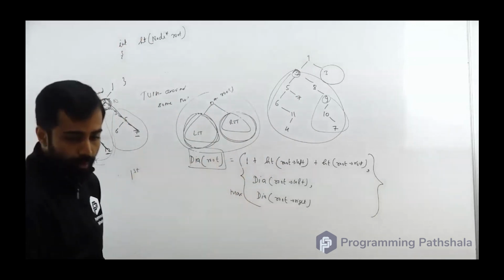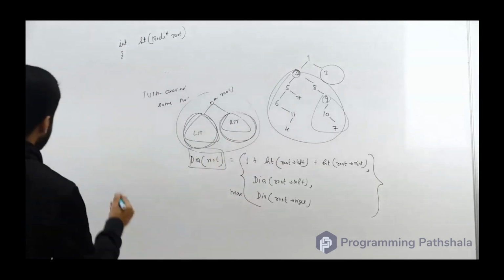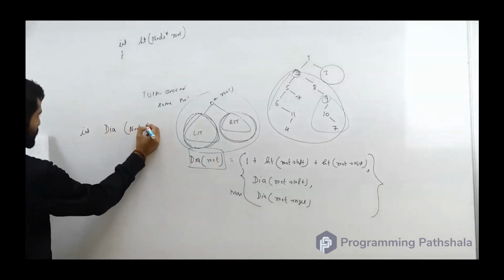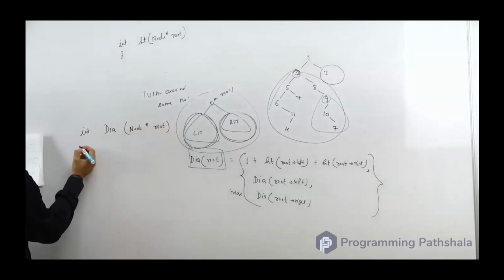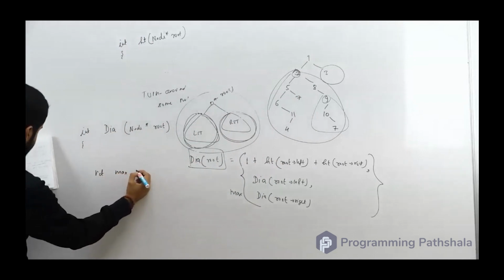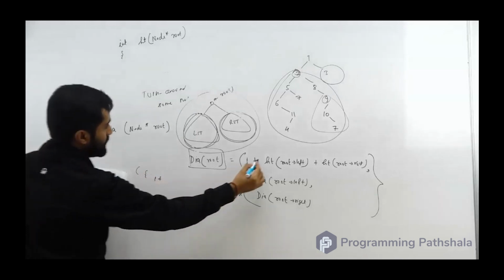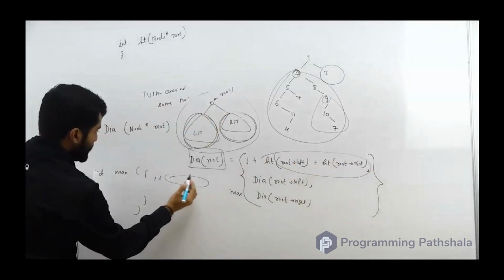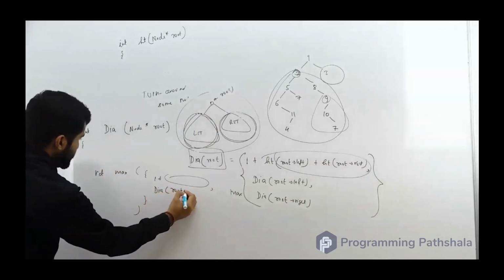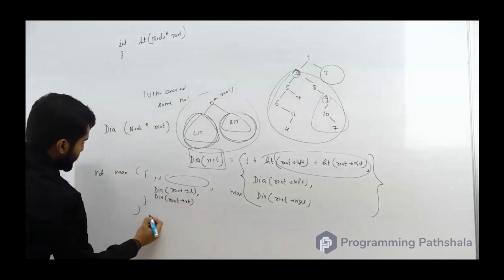So if I have to write code that aligns with this idea, I'll say there is a method that returns me the diameter, and it takes the root of the tree, the original tree. And then what it does is it returns me the maximum of three things. So what are those three things? The first thing is 1 plus this entire thing. I'm just copy pasting it over here. The second option is to make a recursive call for your left subtree. And the final option is to make this recursive call for the right subtree.